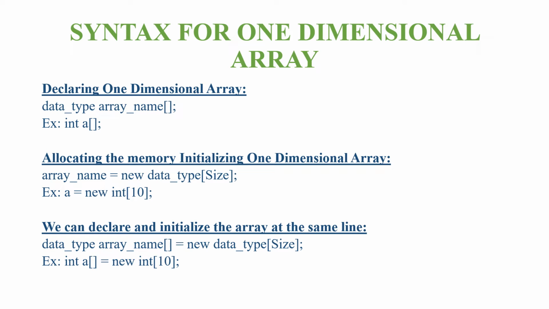Instead of declaring and initializing the array in two different lines, we can do the declaration and initialization of an array in the same line. The syntax for that is data type array name equal to new data type size. For example, I can say int a is equal to new int 10, where int is the data type, a is the array name, and new is the keyword, and the size of the array I am giving as 10. So this is about declaring and initializing an array.